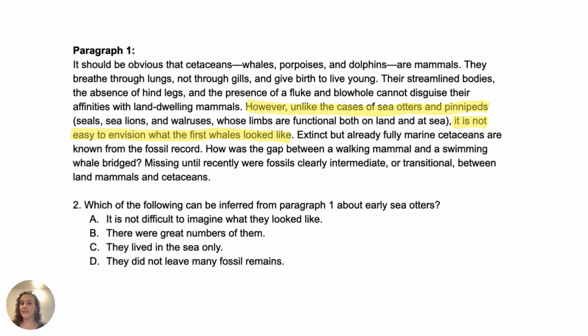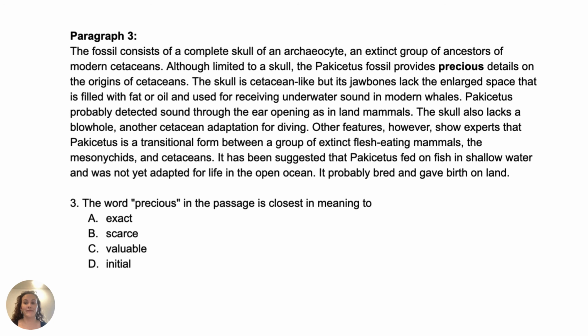Okay, what do you think it is? A is the correct answer. It is not difficult to imagine what they looked like. That matches my prediction, and that has the same meaning as the highlighted sentence.